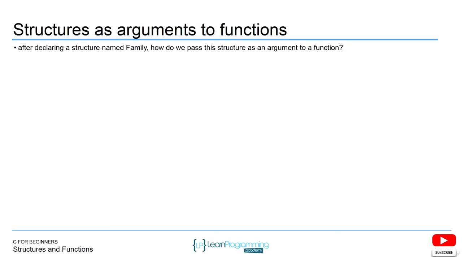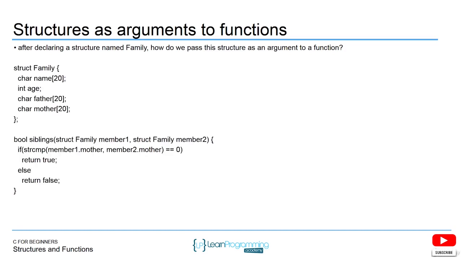Last thing I want to talk about concerning structures is how they're related to functions, how you can pass structures as an argument to a parameter in a function, and how this is more efficient as well. So, structures as arguments to functions. After declaring a structure named family, how do we pass this structure as an argument to a function?